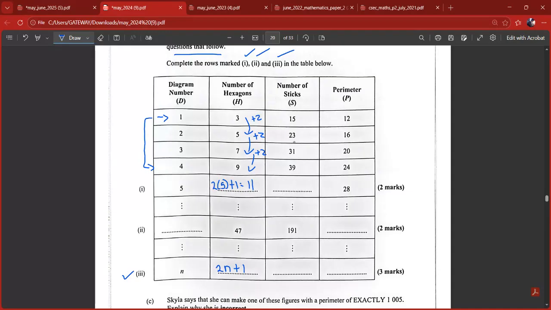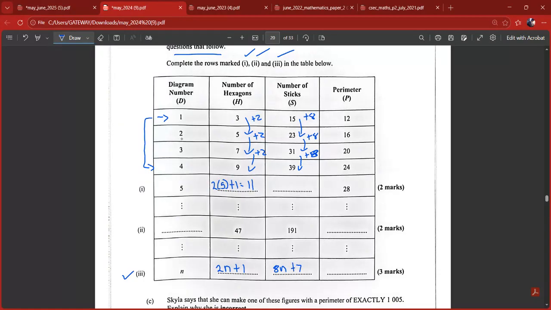I fill in the other column as well for the number of sticks. So 15 to 23 is an increase of 8, as well as 23 to 31 is an increase of 8, and 31 to 39 is an increase of 8. You're adding 8 now, coming down. So you say this is going to be 8n. So you're going to be 8 by 1, which is 8, and then 15 minus 8 is 7, so you're going to be 8n plus 7.